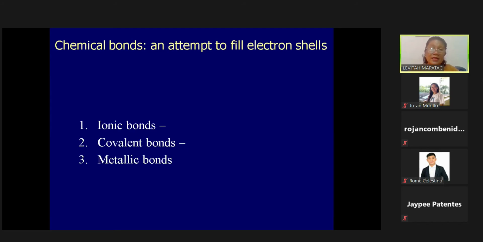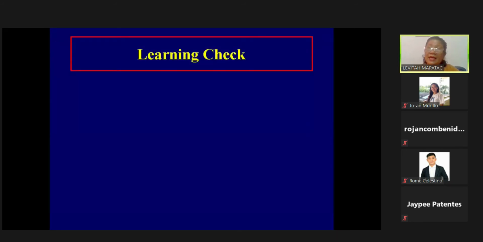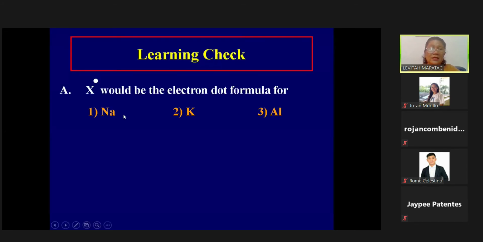Okay. So what are chemical bonds? Chemical bonds are an attempt to fill the electron shell. How many types are there? There are 3. First is ionic. Second is covalent. Third is metallic. Okay. In ionic bond, what is it? It is a transfer of electrons. Okay, so these are sodium, chlorine, potassium, aluminum.